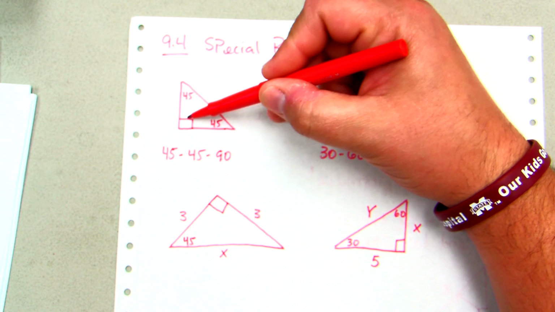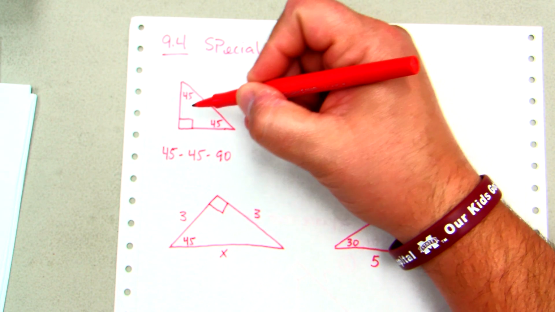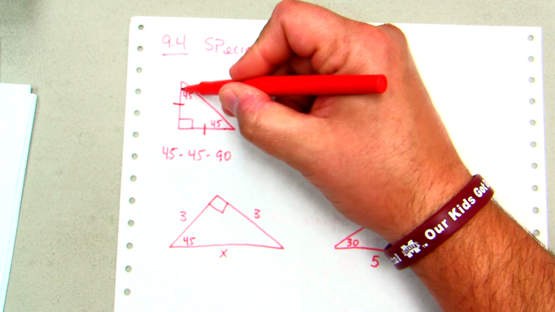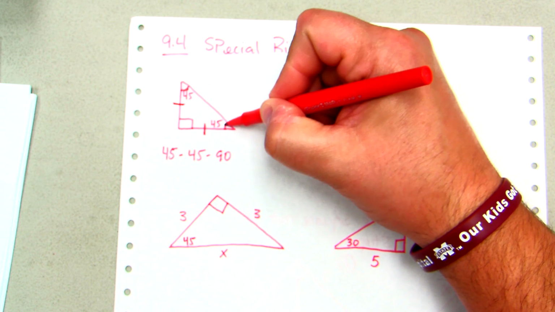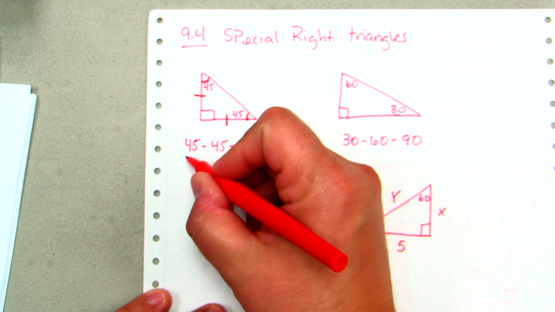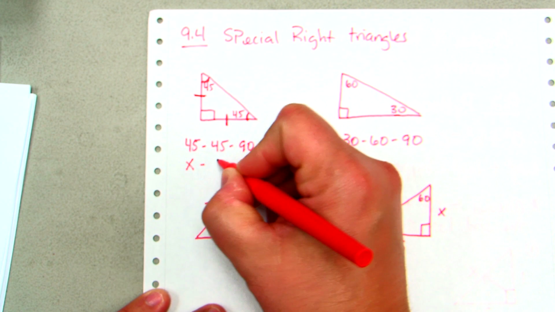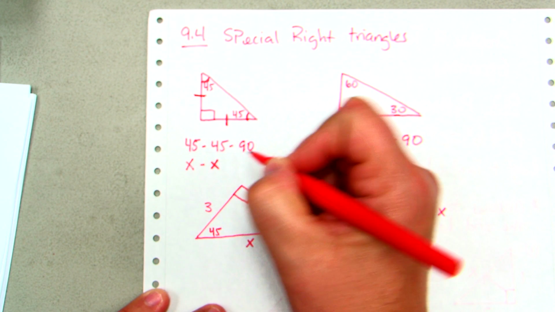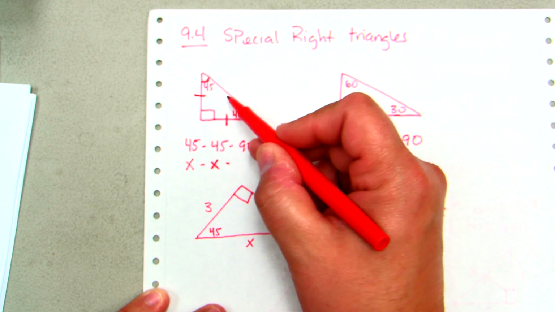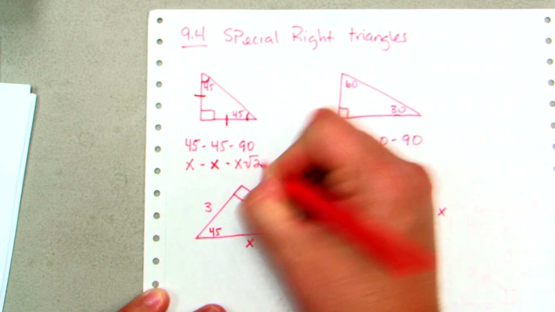A 45-45-90 triangle is also what we call an isosceles right triangle. That means that these two side lengths are equal because the angles opposite them are equal. The ratio is very simple. Let's call the side opposite 45 x. If it's x, then this has to be x because these two sides are equal. To find the hypotenuse, or the side opposite the 90, we just take this and multiply it times the square root of 2.